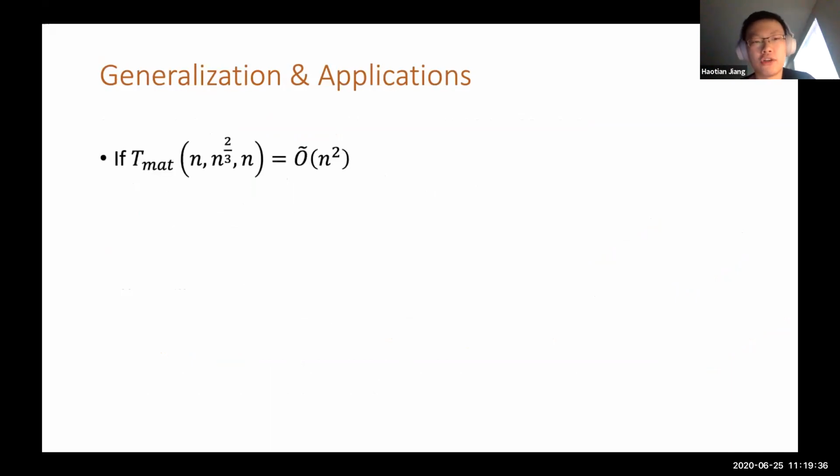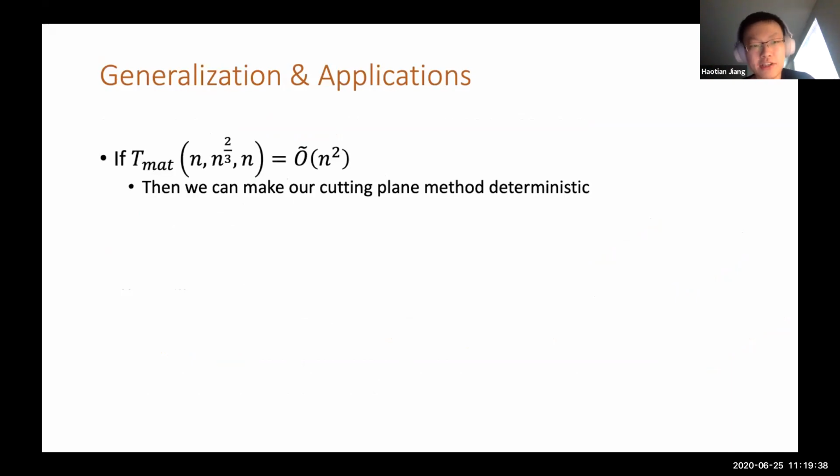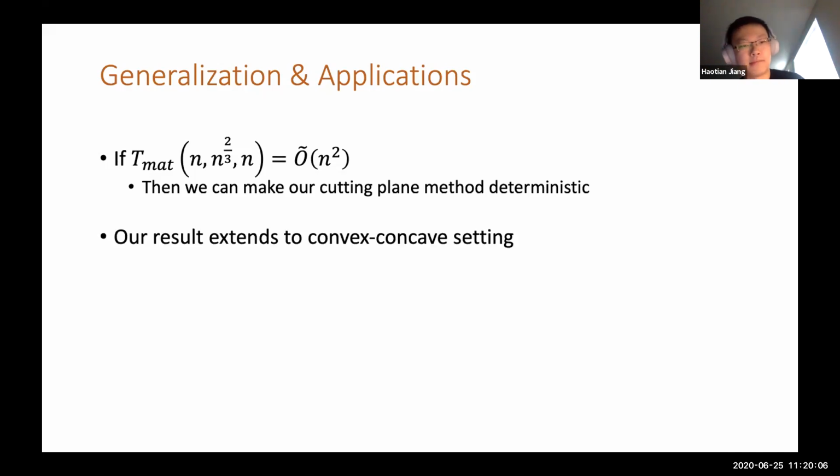So the first one is a conditional one. If one is able to do an n by n^(2/3) matrix times an n^(2/3) by n matrix in time that is close to n squared, then we can make our cutting plane method deterministic. Just one side remark, our cutting plane method is not deterministic because we need to do the sketching. But if one can do matrix multiplication faster, as shown here, then we can make it deterministic.